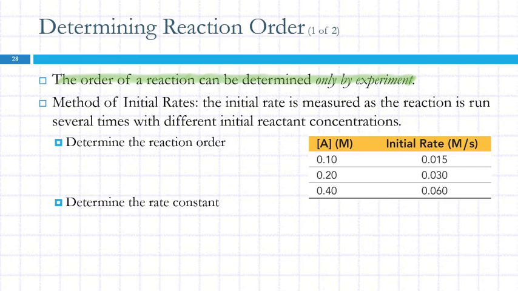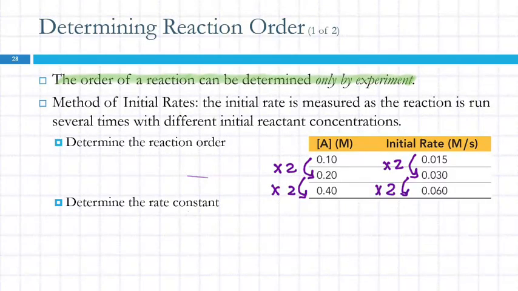What we want to do is look at how did this change? It doubled. How did the rate change? It doubled. So this is first order. If you multiply the concentration by a factor, you multiply the rate by the same factor. So it says determine the reaction order. So we determined it was first. And so then we can write the rate law. The rate is equal to the rate constant times the concentration of A.